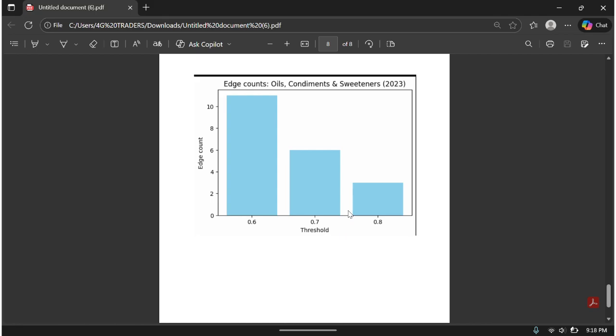You can clearly observe this visually. At lower thresholds, almost every city is connected. At mid threshold, only the clusters dominate, and at high threshold, only a handful of edges remain, showing the backbone of the CPI similarity network.